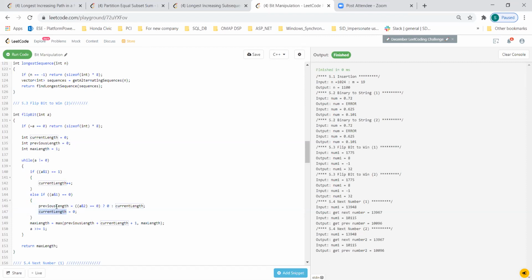Okay, and why do we do all these previous and current? Because when we come to the max length, when we do the max so far, we just add previous length with the current length plus 1. So that is the way we are doing it, right? Because if we encountered only one single 0, then we can add previous and current. Okay, and then we keep on looking for the max length.